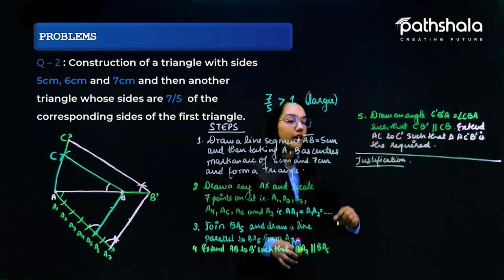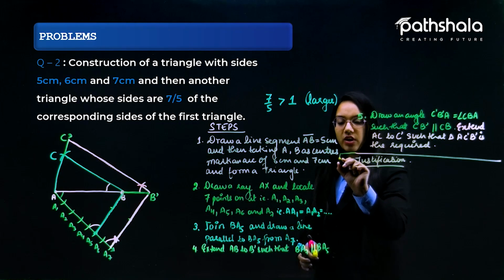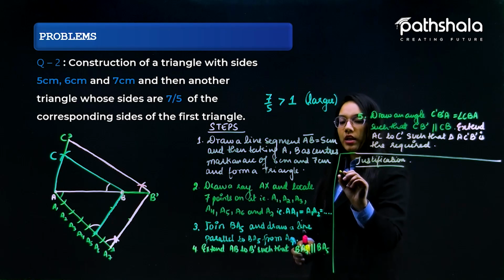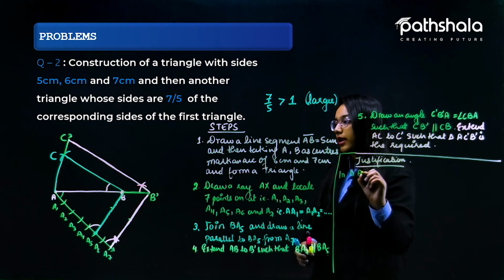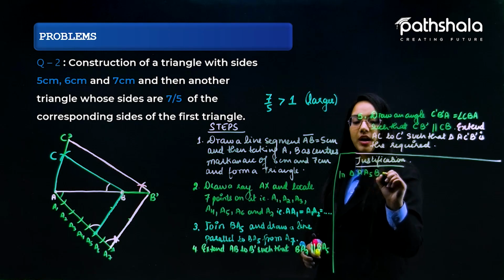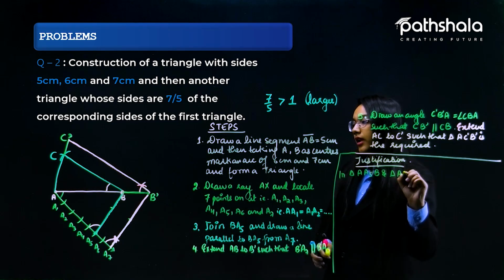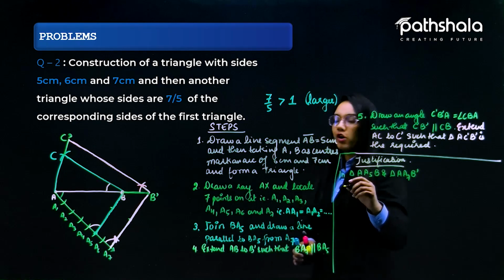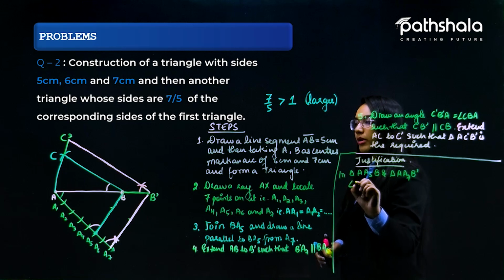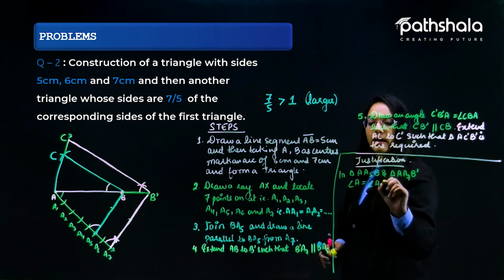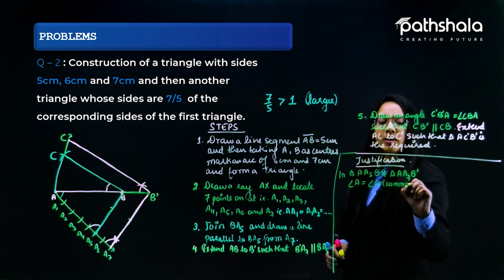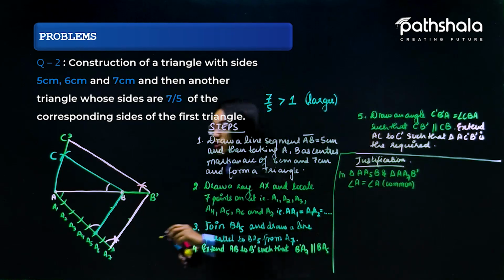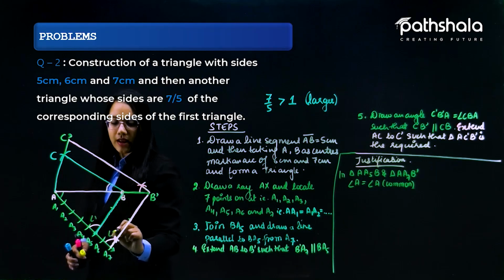Let us suppose I am starting with the justification of this one, and I am taking the triangle AA5B and the triangle AA7B dash. We know that, first of all, angle A is common. Let us suppose I am calling these angle 1 and angle 2.